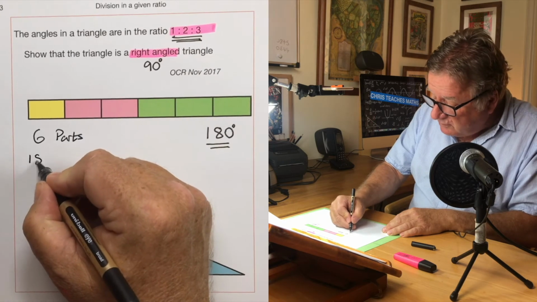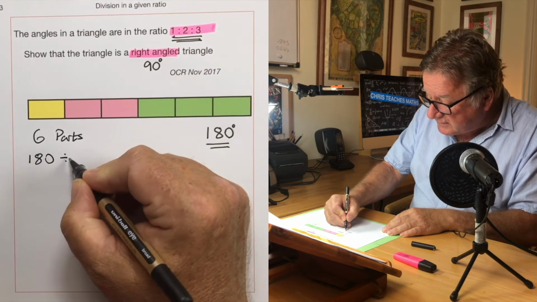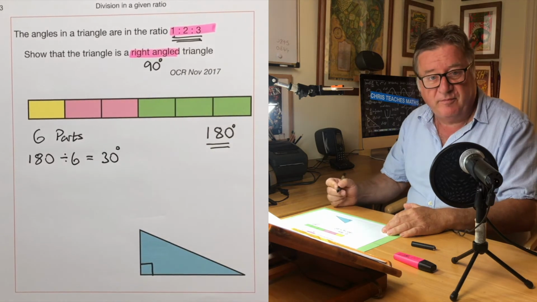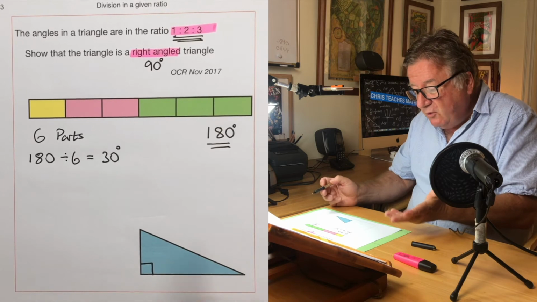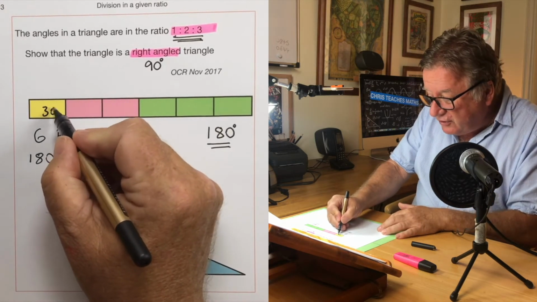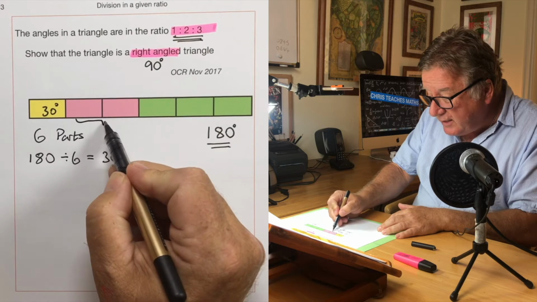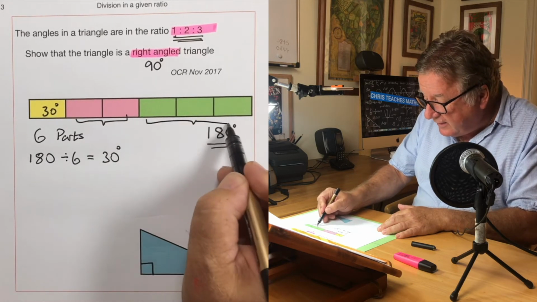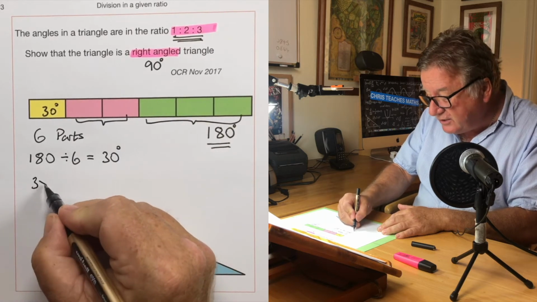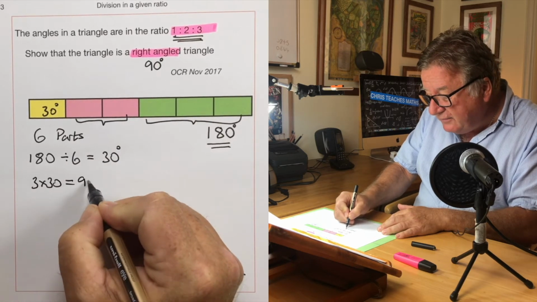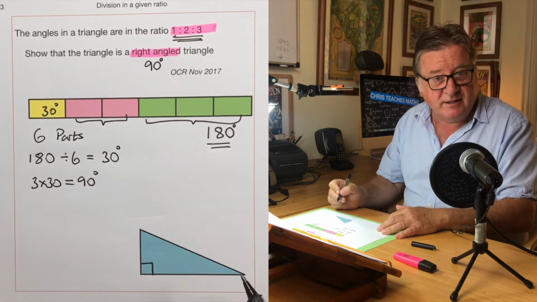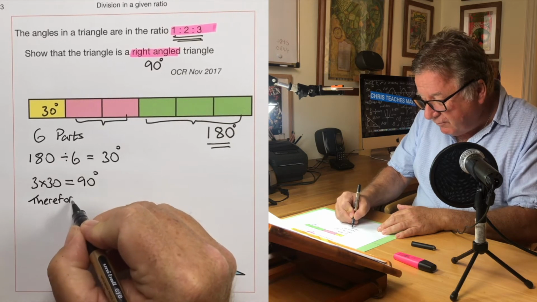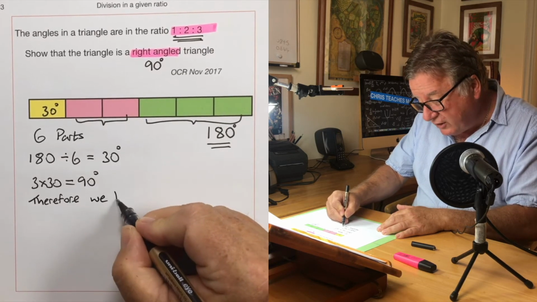So 180 divided by 6, which gives us 30 degrees for each part. And now we can see, when we look at our bar, we've got an angle of 30 degrees. These two here, they'll combine to give us 60 degrees. And these 3 here, 3 times 30, gives us our 90 degrees. Therefore, we have a right angle triangle.